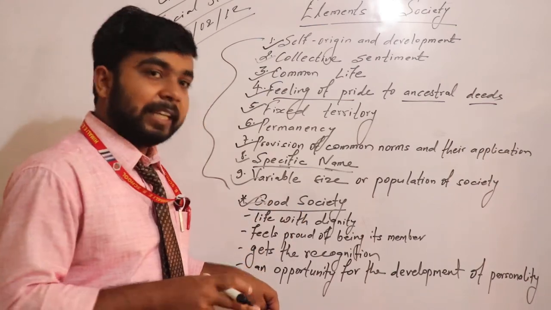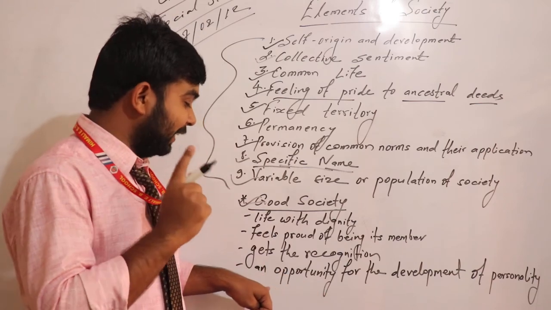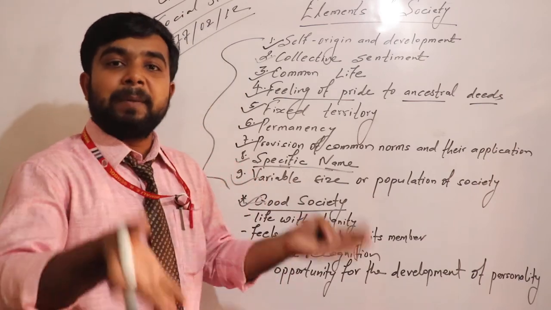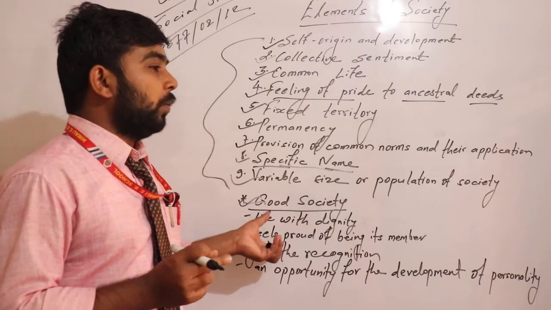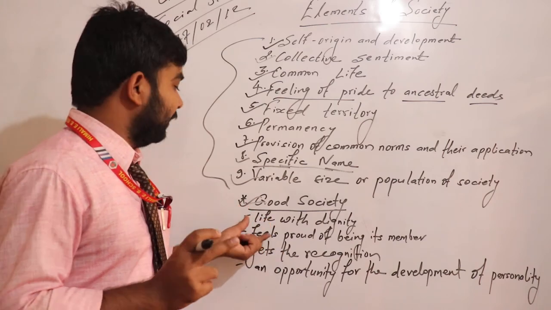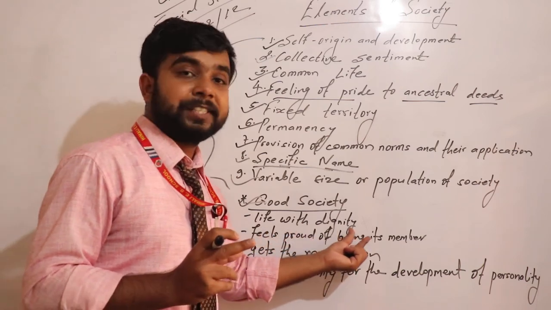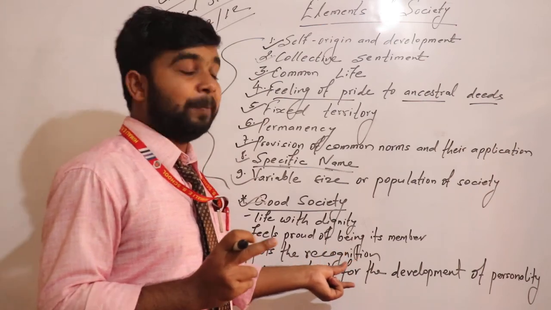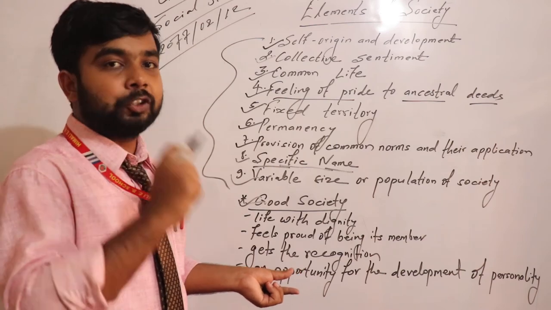Next, if any geographical area, any certain area, is providing an opportunity for the development of the personality of the members of that society, it is termed a good society. So, in order to call any society a good society, what is necessary? The life of the members should be with dignity. They should feel proud of being its member. They should get recognition from that place, and there should be an opportunity for the development of their personality inside that boundary. Then only can the society be a good society.